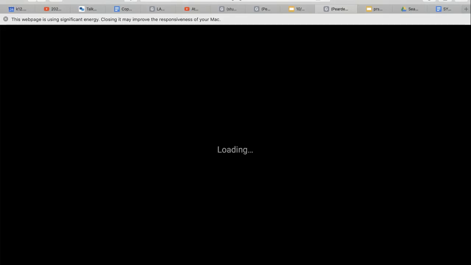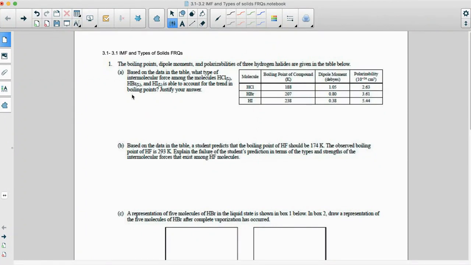So we went over one FRQ from last night, and let me go to that FRQ that we did in class. Number 1 in class today. In 1A, they show you the boiling points, dipole moments, and polarizability of 3 hydrogen halides. The boiling point, we notice as we go down here, is increasing. The dipole moment is decreasing. The dipole moment is related to the polarity of the molecule. The polarizability is increasing. And polarizability, again, is the squishiness of the electron cloud, how easily it can be distorted to create temporary dipoles. That relates directly to the LDFs in a molecule, the London dispersion forces.